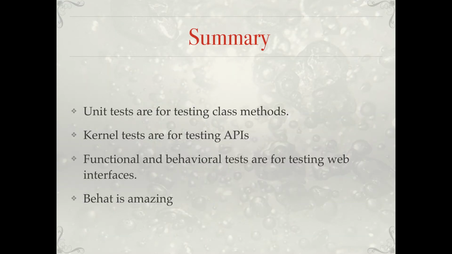Okay, so in summary, unit tests are for testing class methods, kernel tests are for testing APIs or when your classes have too many dependencies. Functional and behavioral tests are for testing web interfaces, and use Behat instead because it's awesome.